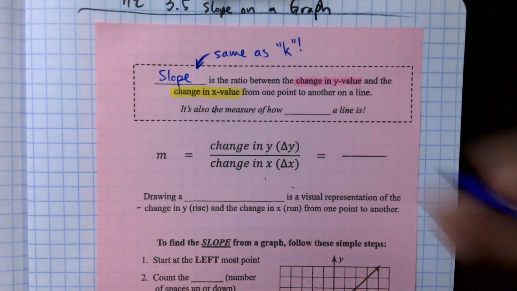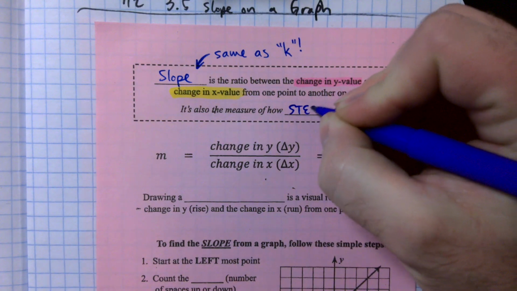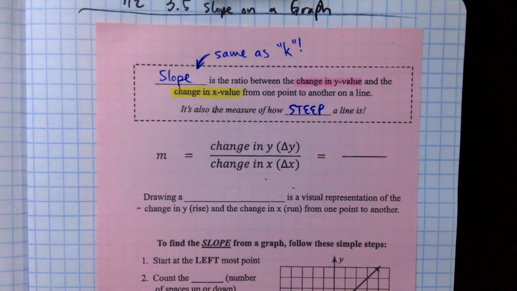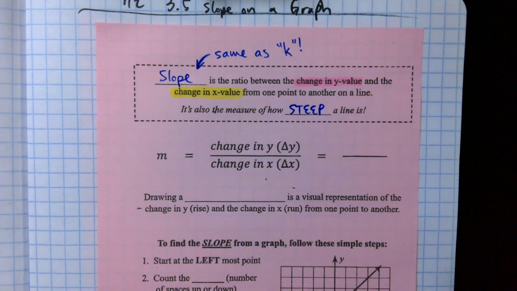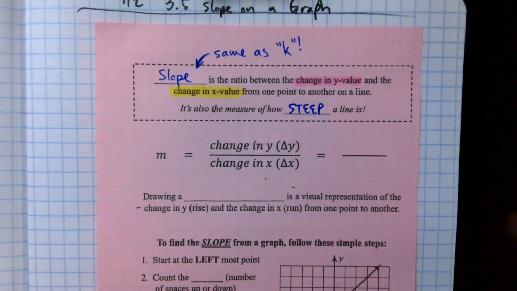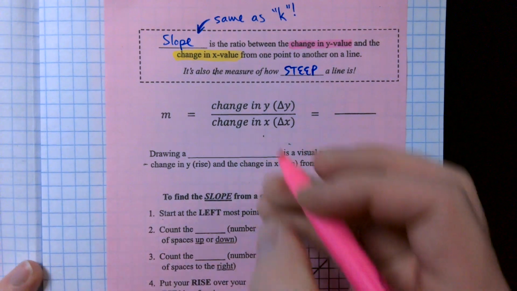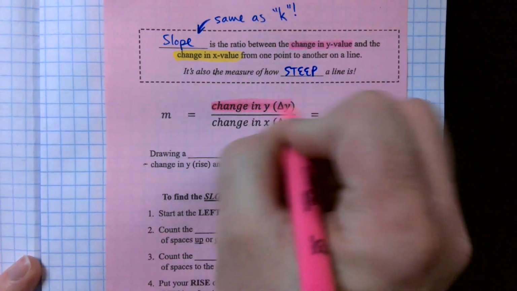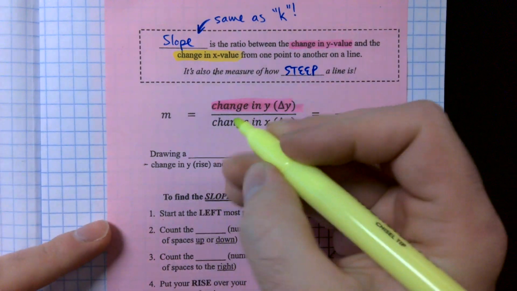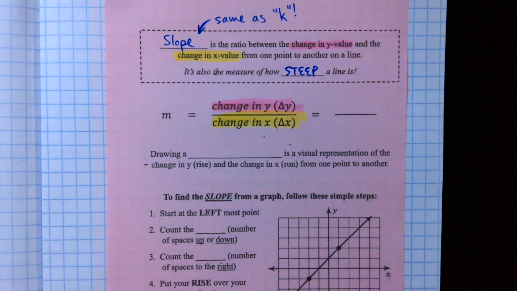All right? Like I said, it's the measure of how steep a line is. If it's a super, super steep mountain, I'm going to have a higher slope. If it's a kind of flat mountain, like a walking path, that's going to be a really low slope. All right? But like we said, it's just a fraction. My numerator is the change in y, and my denominator is the change in x.